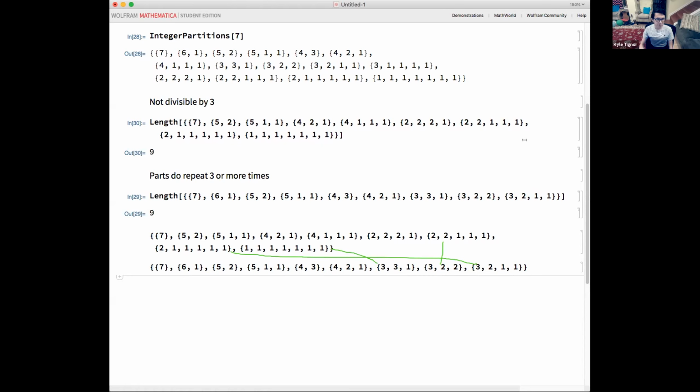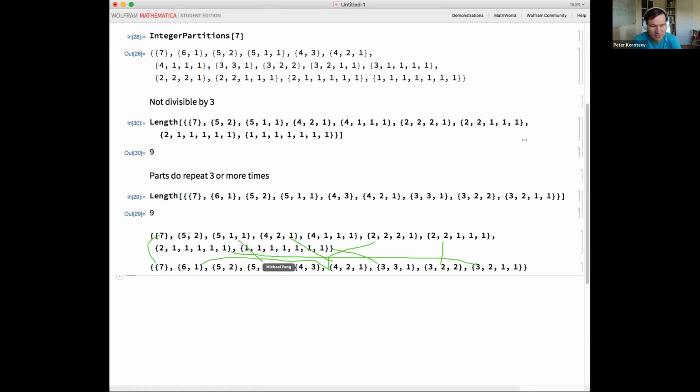So what I'm doing for the parts that don't repeat 3 or more times: if there's a part that's divisible by 3, you just divide it by 3. So for instance, 6, 1 goes to 2, 2, 2, and 1. And 7 is 7. Those which are neither, you can just map them to each other.